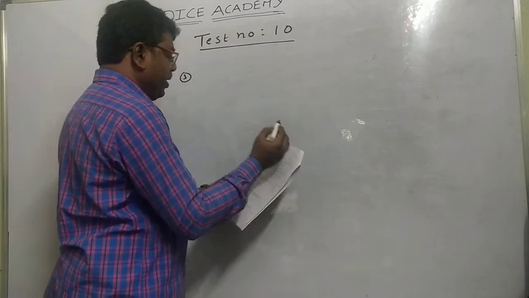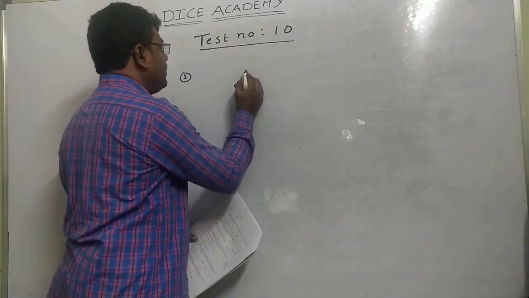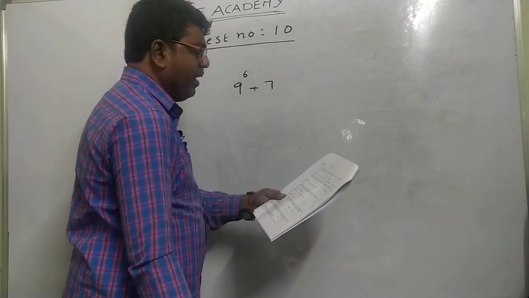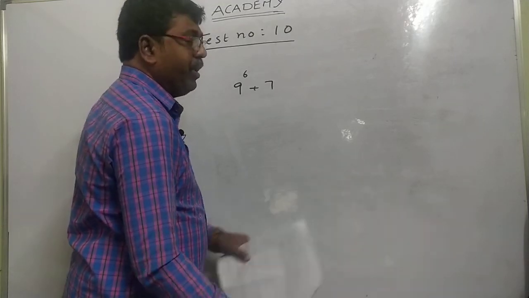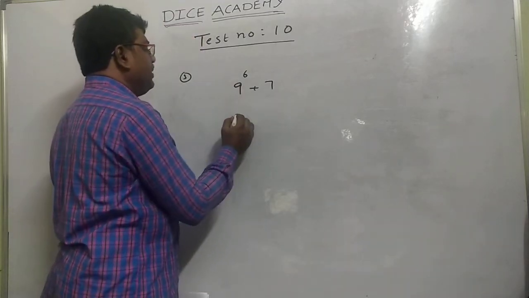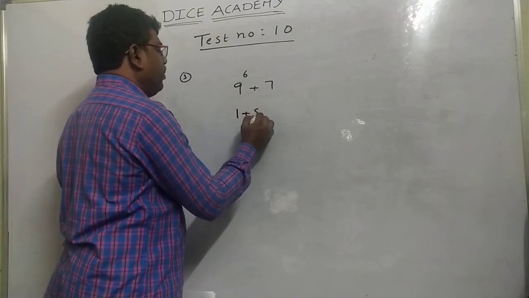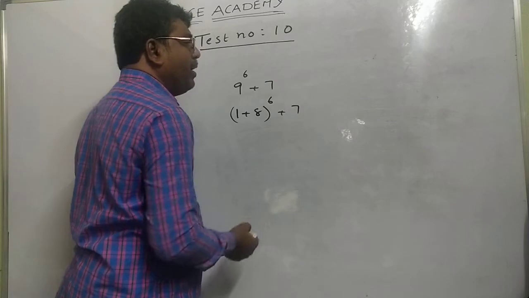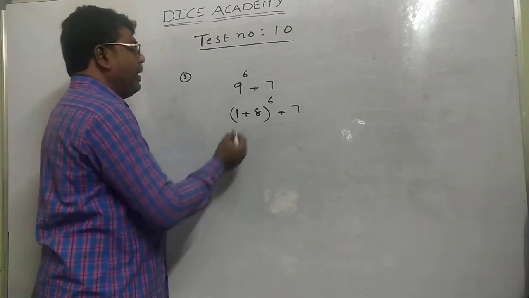In the expansion of 9 to the power of 6 plus 7, when divided by 8, what would be the remainder? Now see here, we can write 9 to the power of 6 like this: 1 plus 8 whole to the power of 6, plus 7. By using the binomial theorem, we can write it like this.